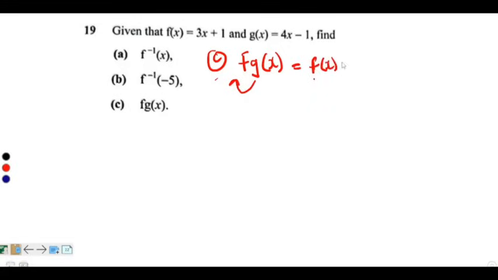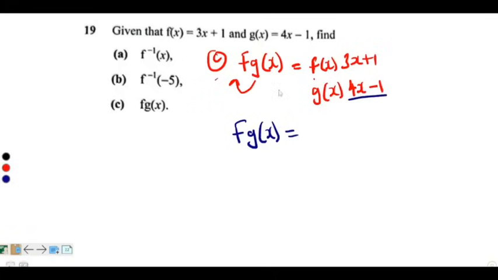We have the function f of x, which is 3x plus 1. We also have the function g of x, which is 4x minus 1. So what this means is that fg of x is equal to, this function g will compose the function f. On the function f, where we have this x, we substitute 4x minus 1. So we write 3 open bracket, 4x minus 1, close, then plus 1.